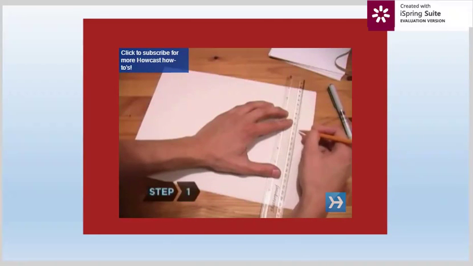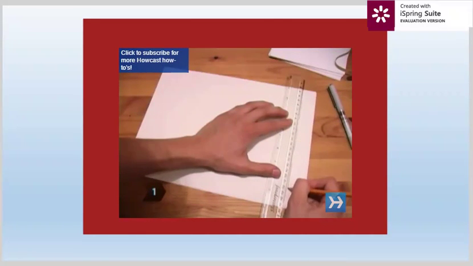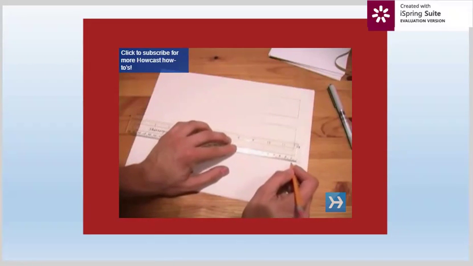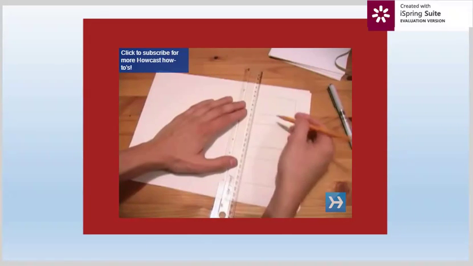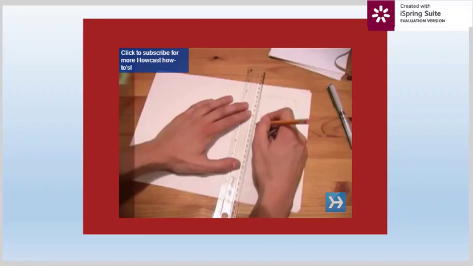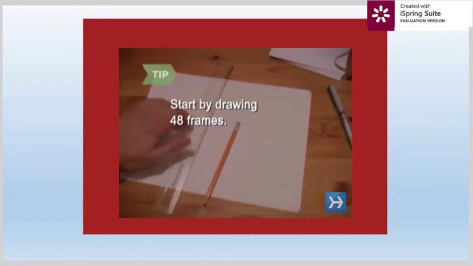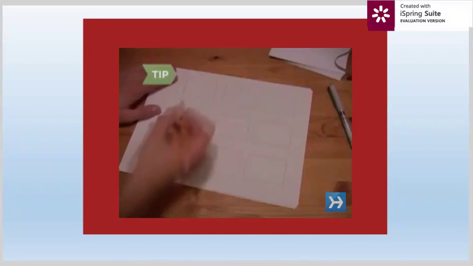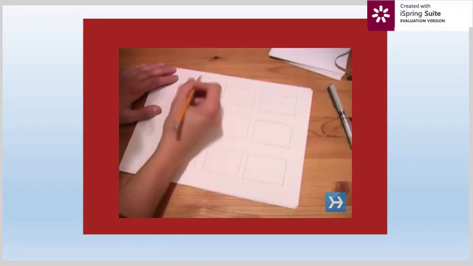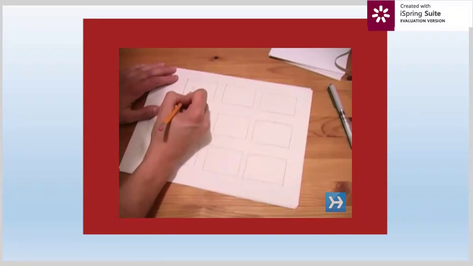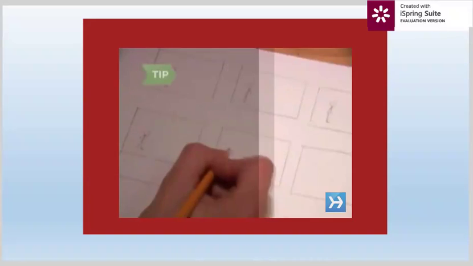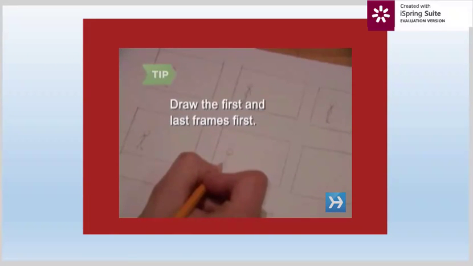Step 1. Use the ruler to help you lightly draw a series of rectangles on loose paper. These will act as guides or frames for your concept. Start with about 48 frames. You can add or subtract later as needed. Step 2. Conceptualize in your head the scene you'd like to animate. Then lightly sketch out your animation in the frames, drawing one frame for each stage of animation. Draw the first and last frames before filling in the intermediary steps.